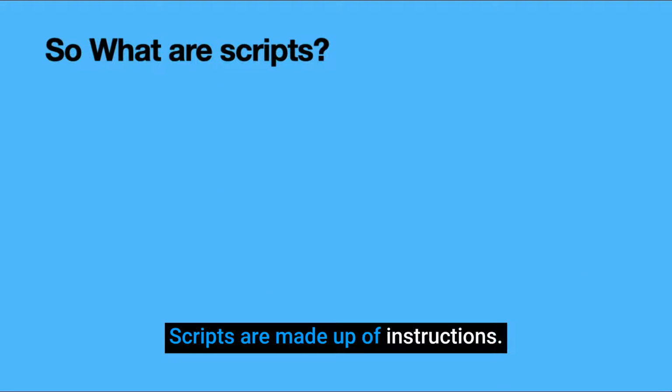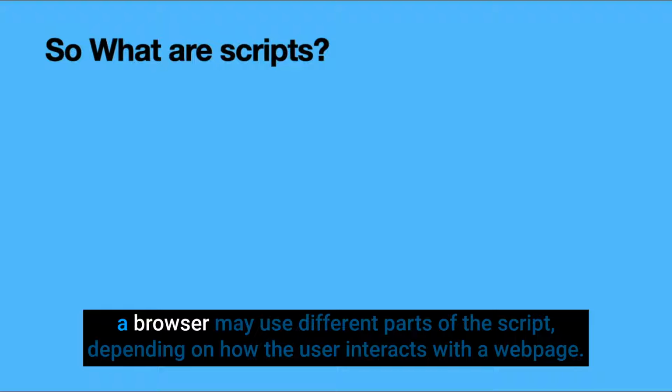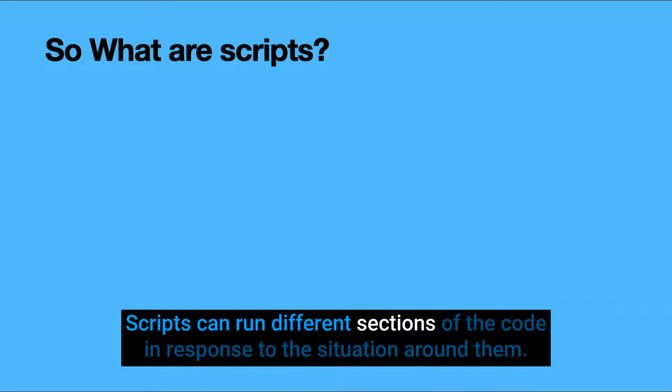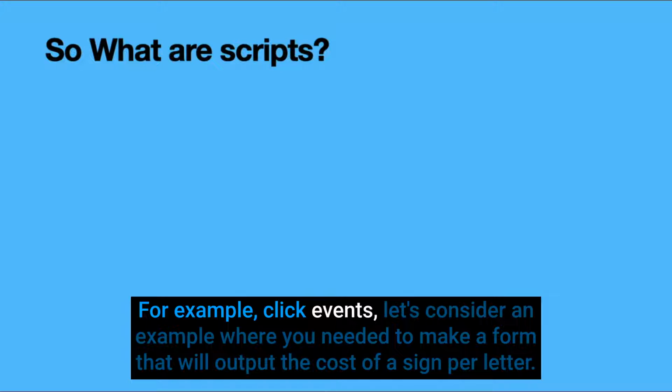Scripts are made up of instructions any computer can follow step by step. A browser may use different parts of the script depending on how the user interacts with a web page. Scripts can run different sections of the code in response to the situation around them. For example, click events.